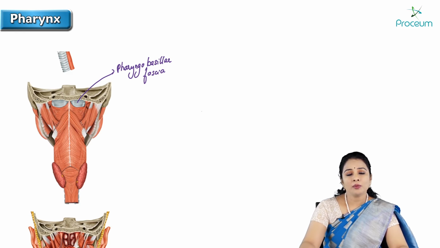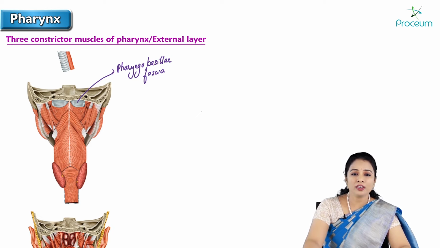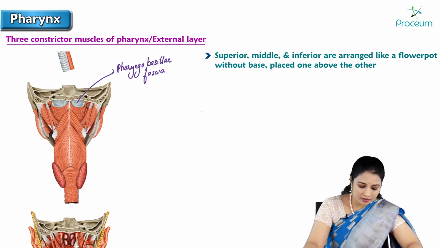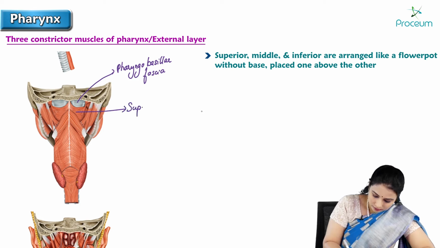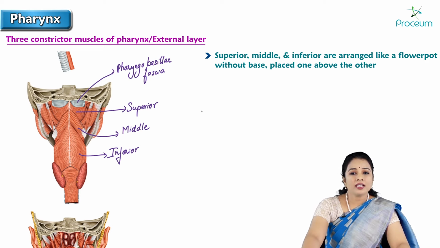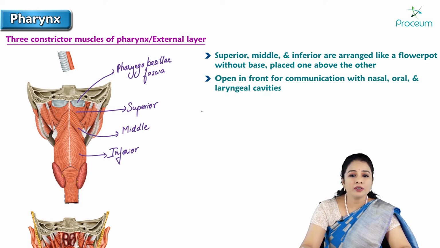So now let us discuss the muscles of the pharynx. There are three pairs of constrictors, which are circularly running muscles, and three pairs of longitudinally running muscles. So the three constrictor muscles of the pharynx, which form the external layer, are the superior, middle and inferior constrictors. These constrictors are arranged like a flower pot without base, placed one above the other, open in front for communication.